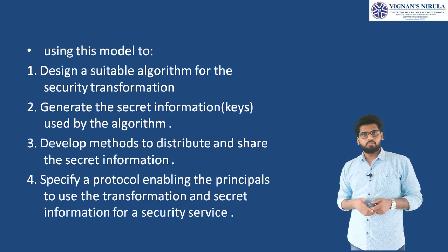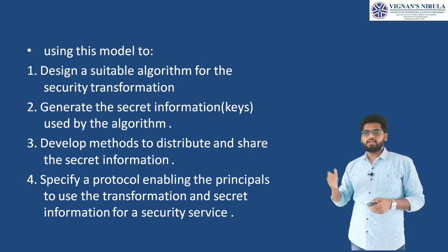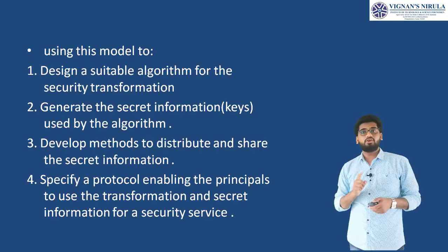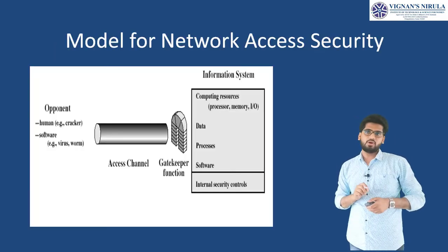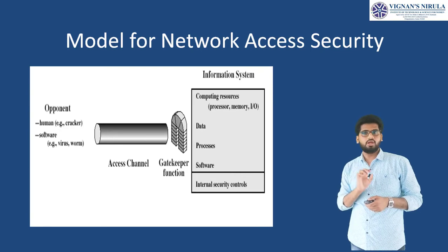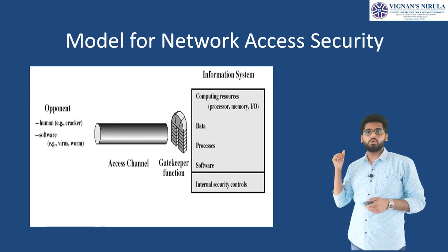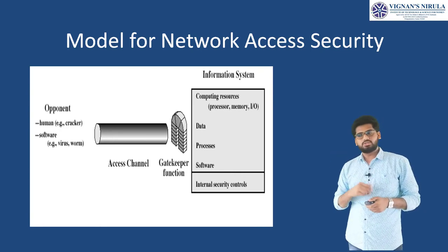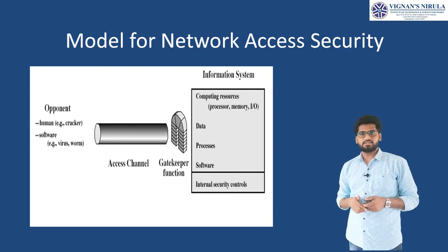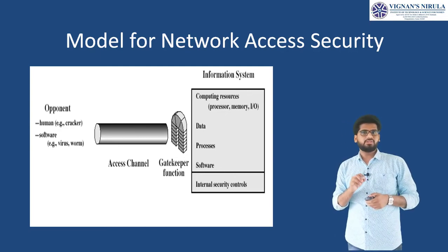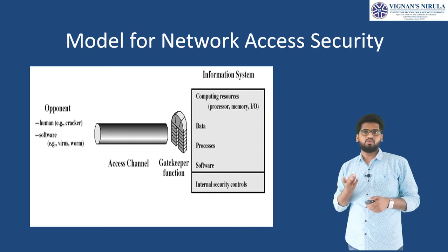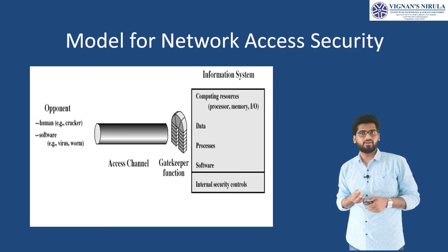So after that, the next one is the model for network access security. Previously we discussed the network security model, and now we are going to discuss the network access security model. Similarly, previously we discussed the communication channel, the secret key, the shared information, the sender, the receiver, the trusted third party, and the opponent.